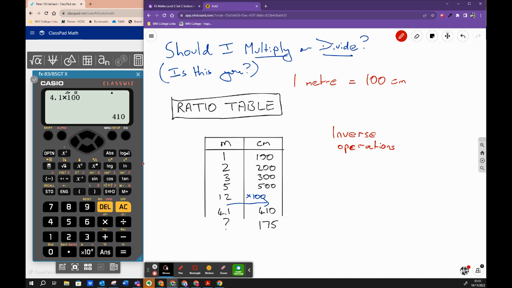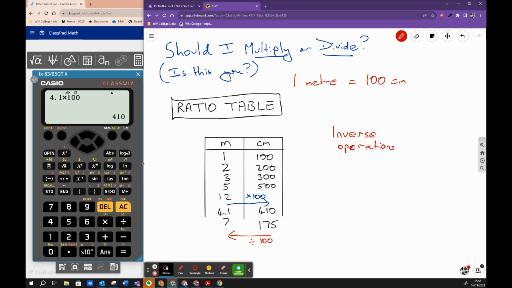And the inverse operation of multiplying is dividing. The inverse, the thing that takes us back to where we started. So if going from metres to centimetres, I need to multiply by 100, then to go back the other way, converting centimetres into metres, I am going to be dividing by 100.